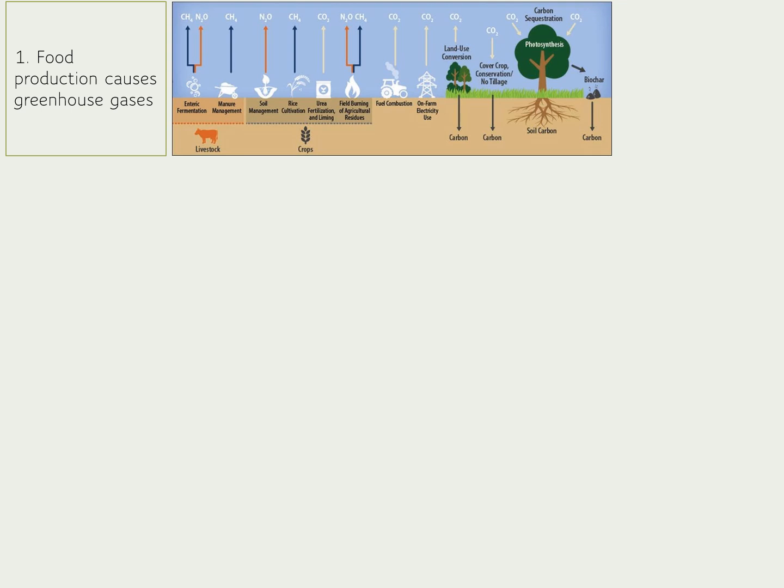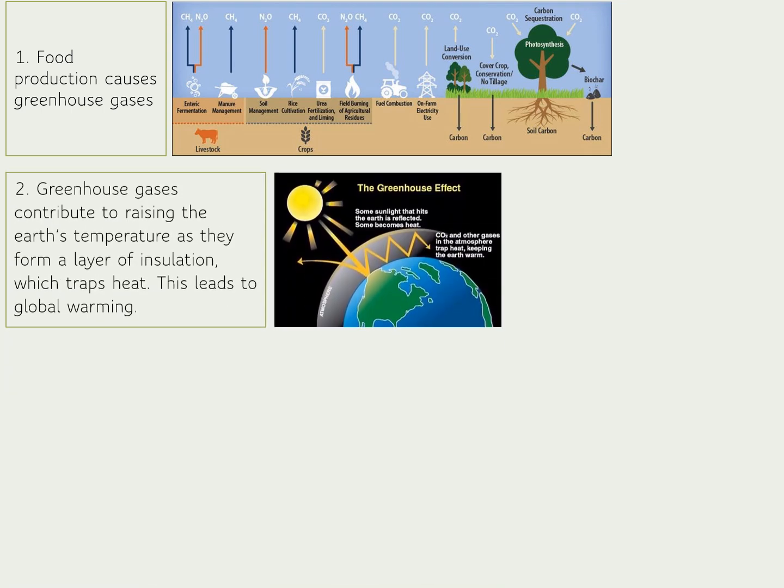You can't avoid the fact that food production causes greenhouse gases. The more and more food that needs to be farmed or bred is going to release more and more carbon dioxide and other gases into the atmosphere. Because the world's population is increasing, we need more food.